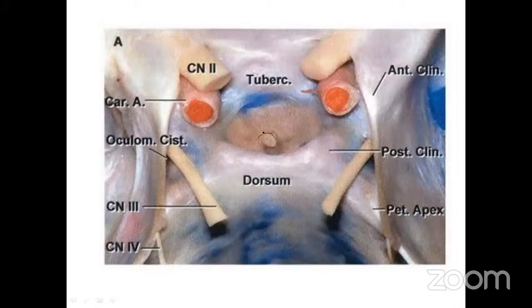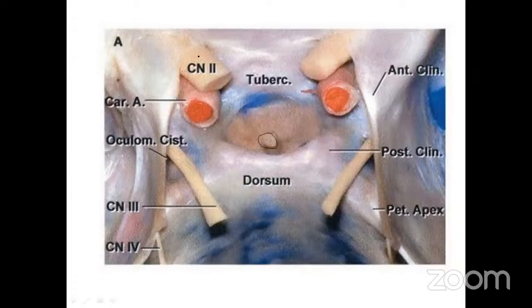This structure is the stalk of the pituitary. We can appreciate that the diaphragma sella, or the upper part of it, has been removed. We can appreciate a tuberculum sella, that is the bony elevation present anterior to it, and dorsum sella, which is a bony elevation present posterior to it. We know that there is a depression here, which is known as the sella turcica, or hypophysis cerebri, where this hypophysis or pituitary gland lies.